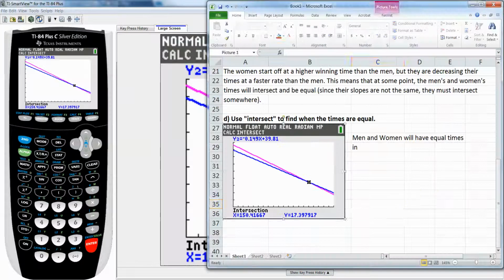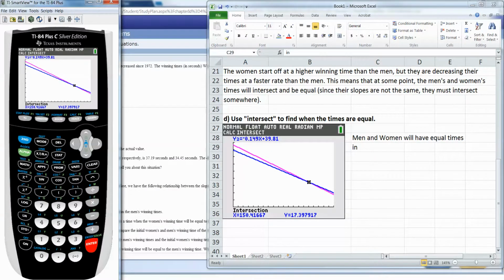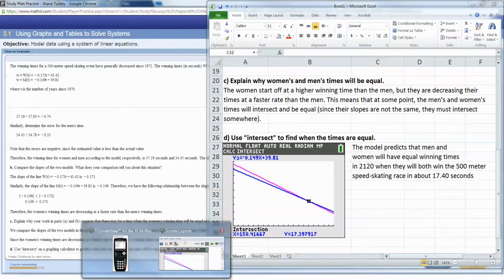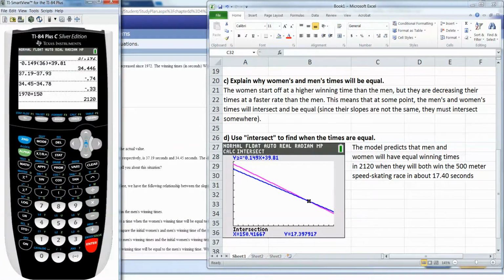So I'm going to take that back and type it up. Men and women will have equal times in 1970 plus 150. So 1970 plus 150 would be, oops, hold on one second. There we go. The model predicts that men and women will have equal winning times in 2120 when they will both win the 500 meter speed skating race in about 17.4 seconds. And over here on the left, you can see how I got the 2120.